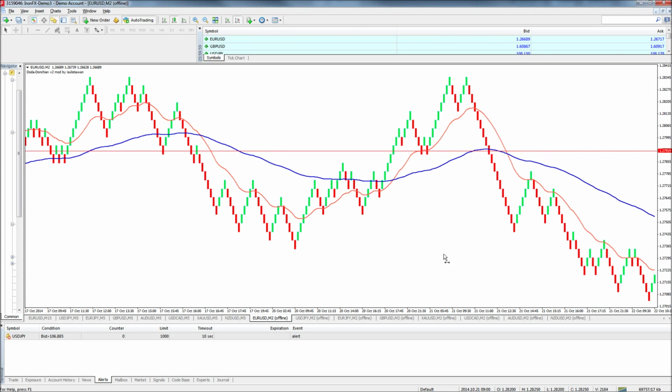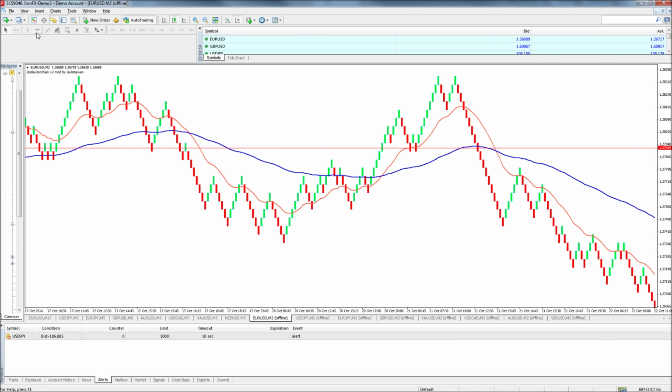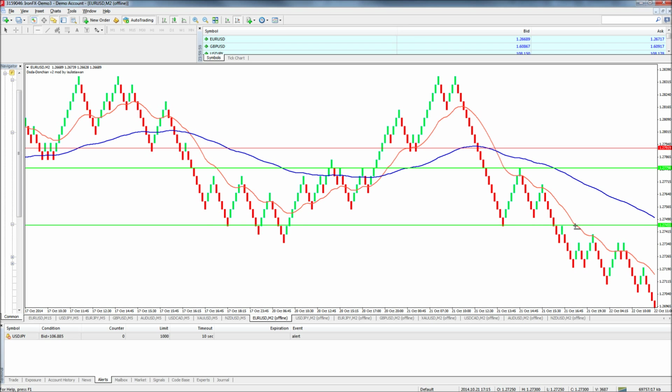Okay, and what you want to do is, it comes back and touches this moving average again. So when it touches it, you put it 2 bricks above, 1, 2 bricks. This is your stop loss. Okay, and you take your profit 4 bricks under where you put it. So 1, 2, 3, 4. So this is where your take profit is.